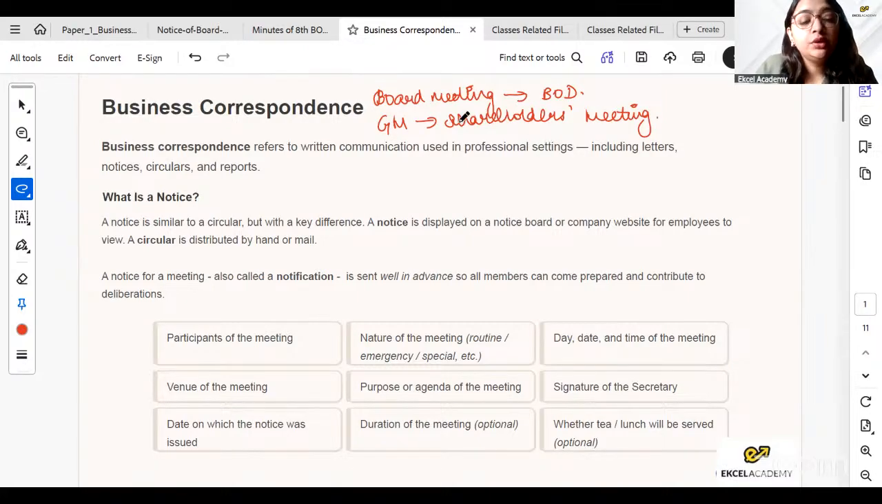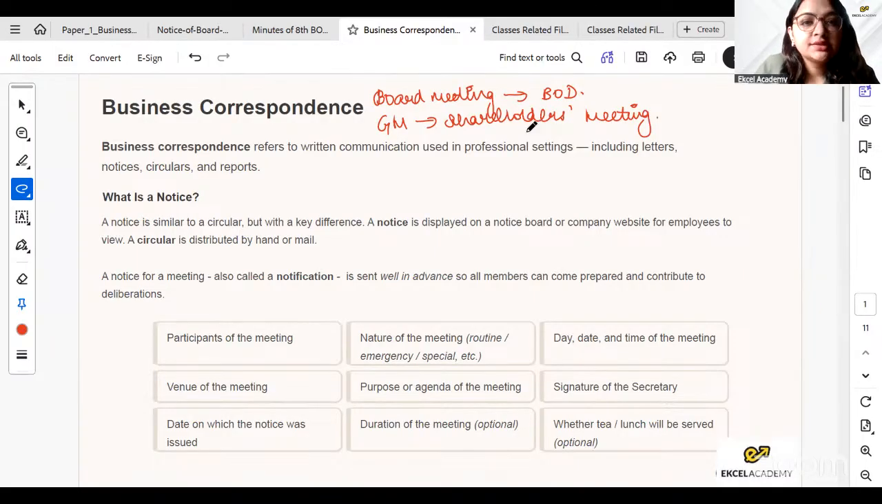Similarly, whenever you are holding a board meeting for the company, you need to send across a notice to the board of directors, saying a board meeting is scheduled to be held on so and so date at so and so time at this place, and here is the list of items that we plan on transacting at the board meeting, right?